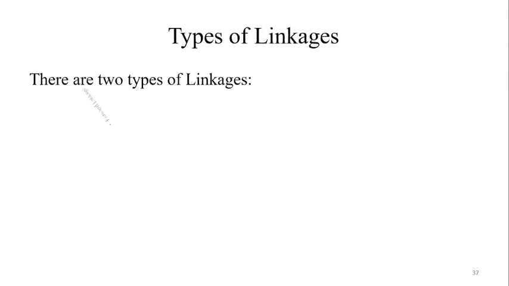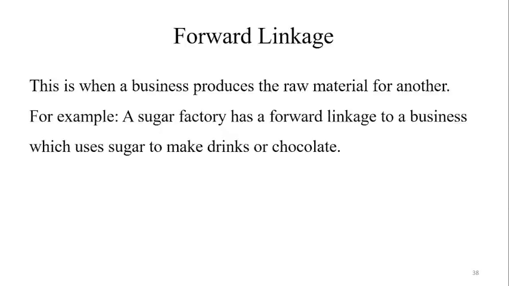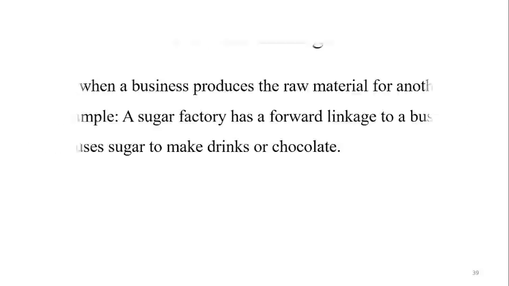So we have two types of linkages. We have the forward linkage, we have backward linkage. Now the forward linkage is when one business produces the raw material for another. So for example, a sugar factory has a forward linkage to a business which uses the sugar to make what? Drinks or to make chocolate. Yeah, that's a forward linkage.